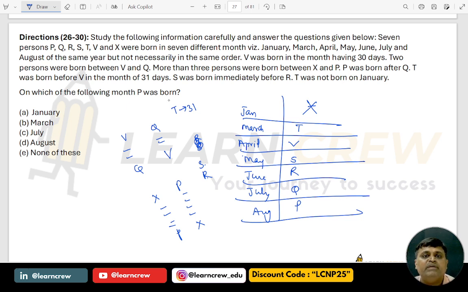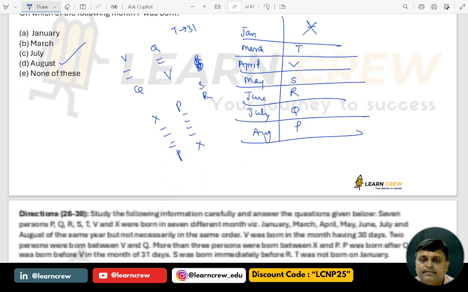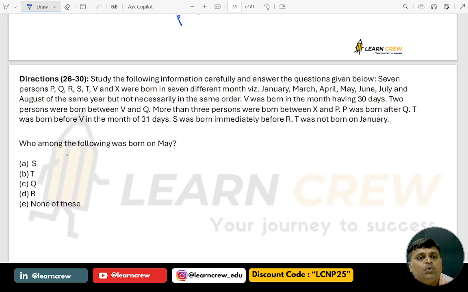On which of the following months was P born? P was born in the month of August. So option D is correct. Then next, who among the following was born in the month of May? In the month of May, who was born? It is S.